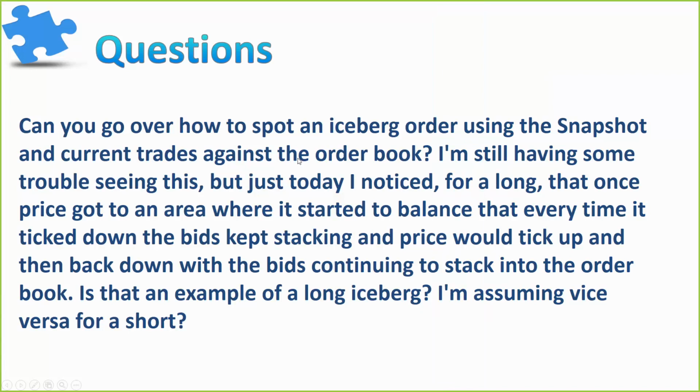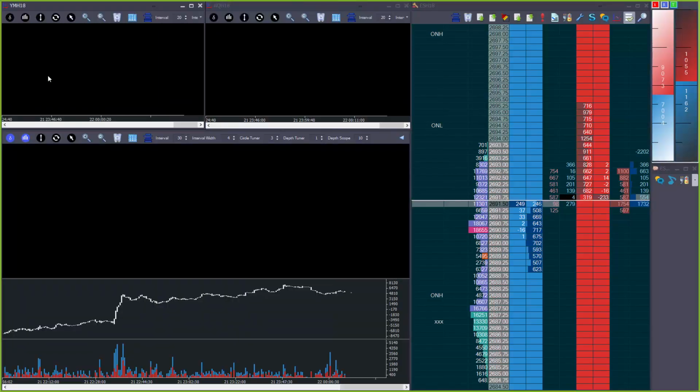Anyway, so we'll just have a look. I'm having some trouble seeing it. Once price got to there, it started to balance. Every time it ticked down, the bids kept stacking, and price would tick up and then back down. Bids continue to stack into the order book. That is an example of an iceberg. So let's just have a look at how we see icebergs.